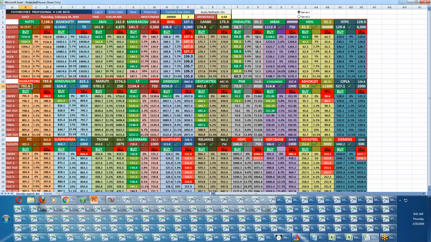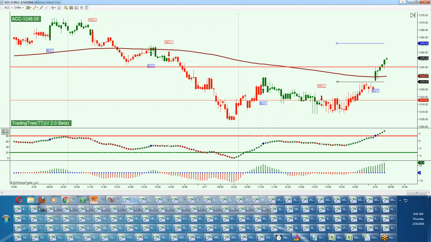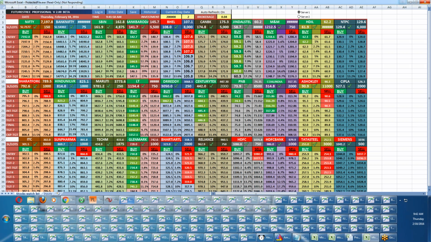So Coal India has done its intermediate target. So Tata Steel, it's moving downwards. We have a buy in ACC. Let me add it here in place of ITC.